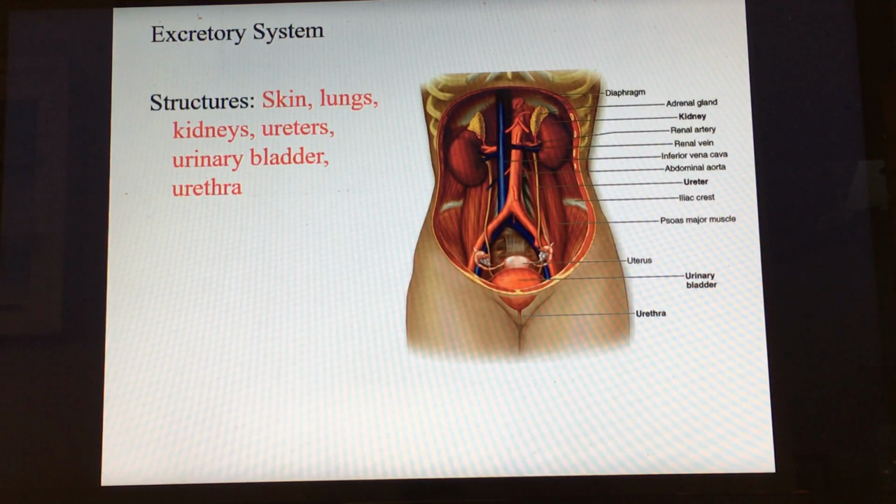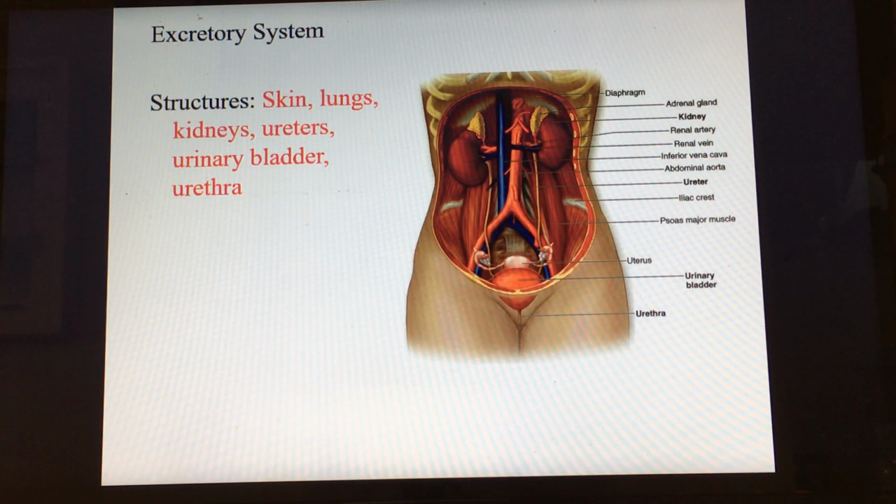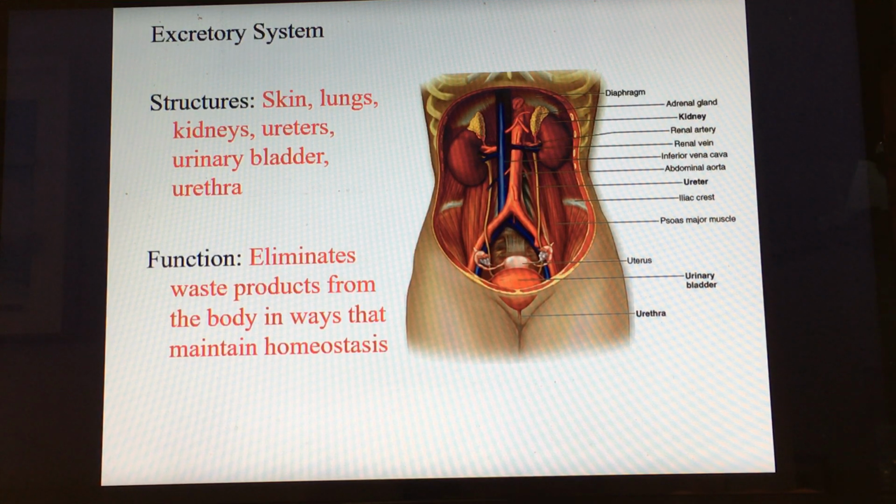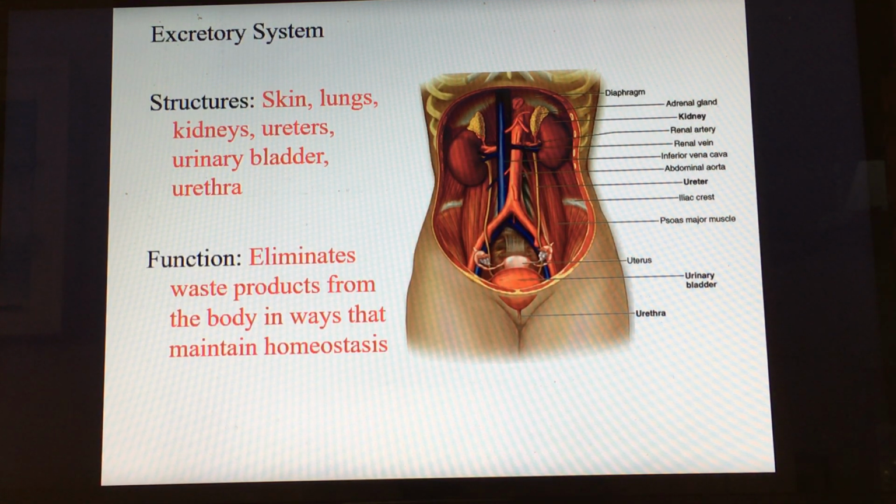Our excretory system includes our skin, lungs, kidneys, ureters, urinary bladder, and urethra. And it eliminates waste products from the body in ways that maintain homeostasis. Now, the lungs might confuse you because that was also part of the respiratory system. But when they function to get rid of carbon dioxide when we exhale, that would be an example of getting rid of waste products. So remember I said earlier that there are many organs that really fit into multiple different systems.